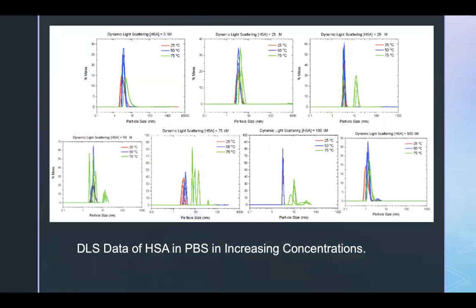We also decided to look at our albumin under dynamic light scattering instrumentation. And we use this to look at what it looks like in increasing concentrations as well as increasing temperatures. And you'll notice that our green humps right here indicate that as we increase in temperature and as we increase in concentration, there becomes more and more large particle sizes in solution. We don't see very many small particle sizes at all. And this indicates that we're having more and more aggregates forming in the solution.